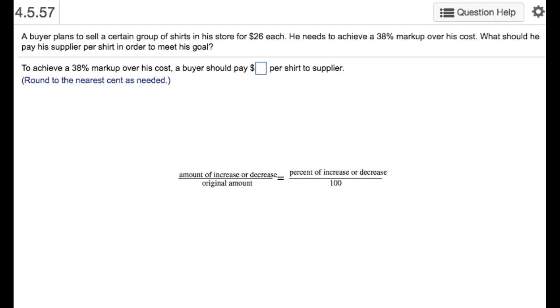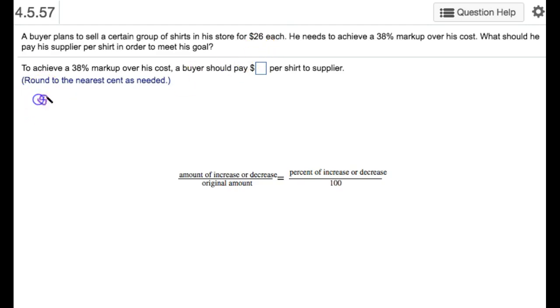This question is pretty tricky. It's one of the harder ones, I think. If you don't think so, thumbs up, that's awesome. But in case you're having trouble with this, we want to be really careful about what the $26 means. This is the final price of the shirt. This is what the buyer is going to sell the shirt for in his store.